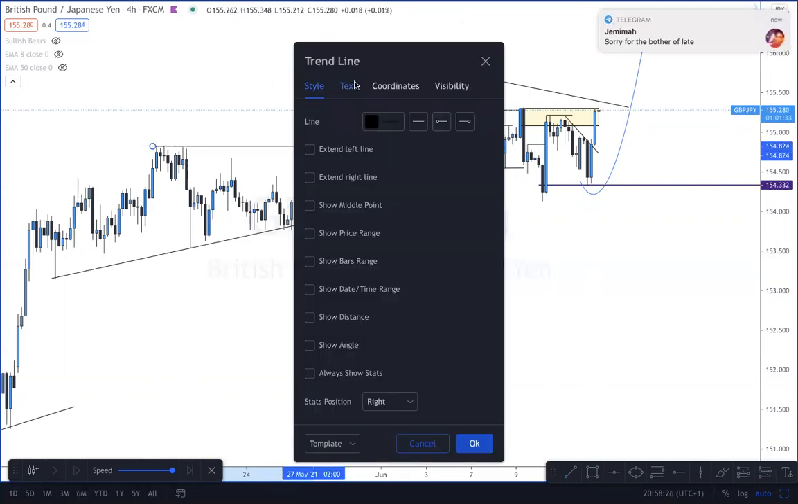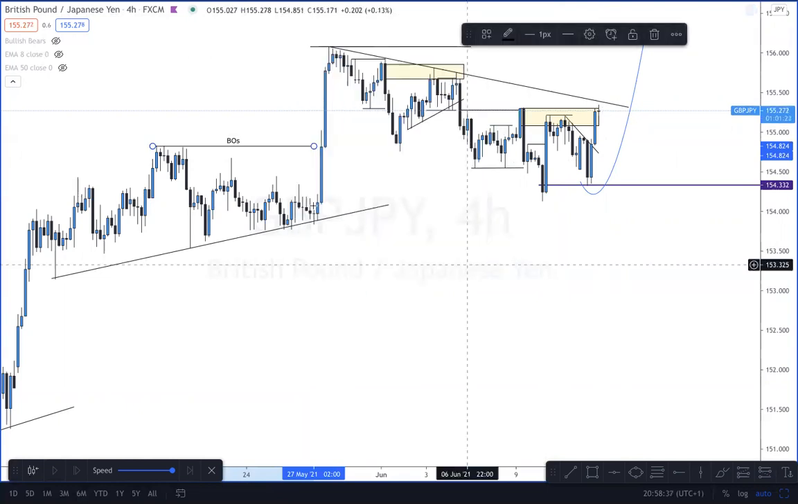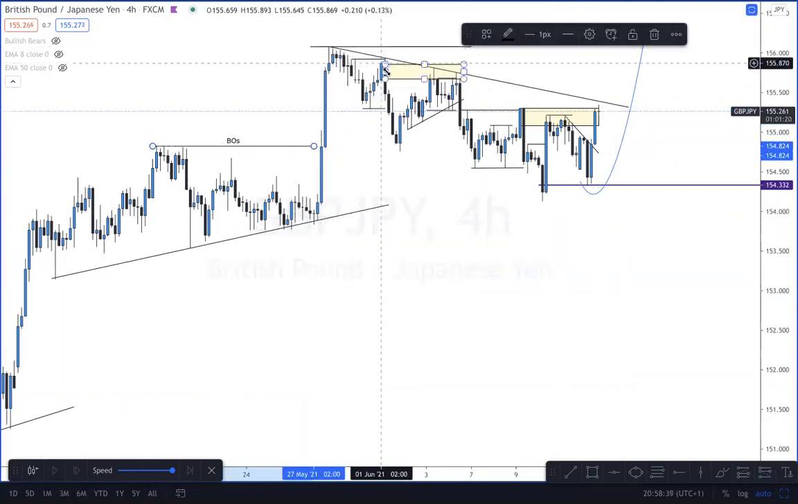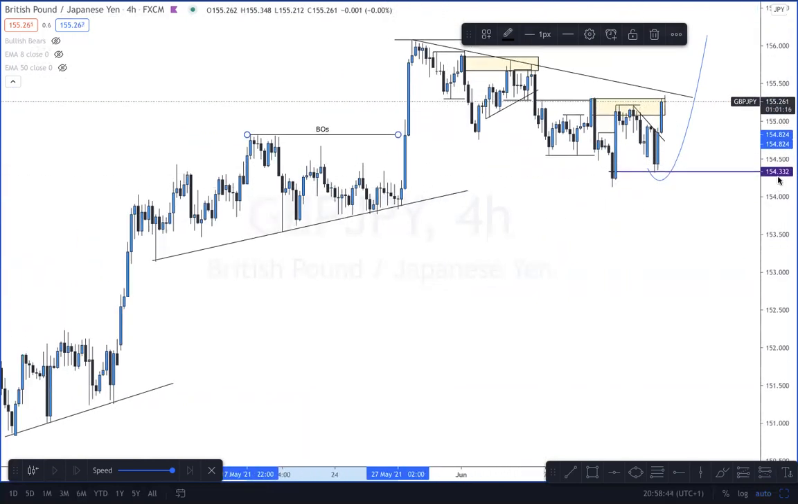Let's label this as US, on the top side, nicely to the top. And what do we do in smart money trading?